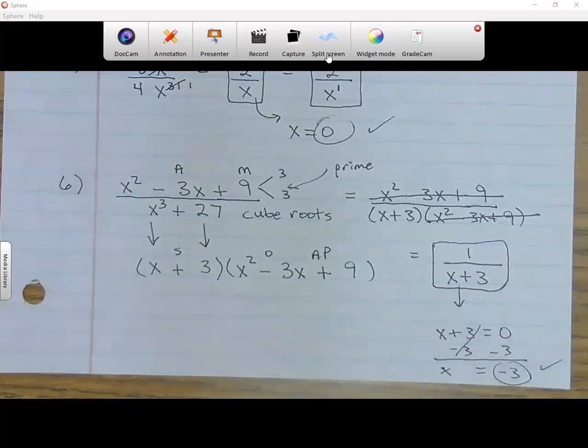Because think about it. What if x right here really was negative 3? I would have negative 3 plus 3. That would be 0. So we'd be dividing 1 by 0. And we can't do that, right? That's the only reason why we have excluded values. It's because the denominator can't be equal to 0 at all. That's the only number that x can't be, negative 3.